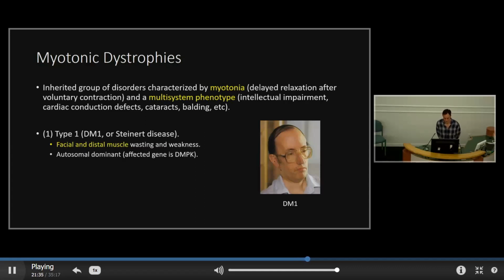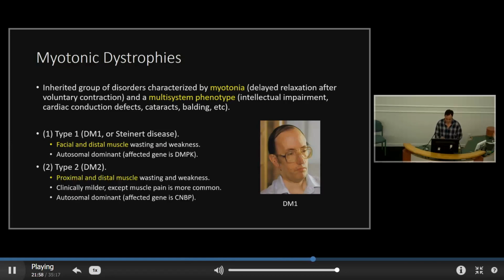So facial and distal muscle wasting and weakness will be apparent. Type 1 is unusual for a myopathic pattern in that it goes for distal weakness more than proximal. So that can make it tricky. But other than that, it's fairly easy. It's autosomal dominant. The affected gene is there, if you want to sound very smart when you are in the discussion after the exam.